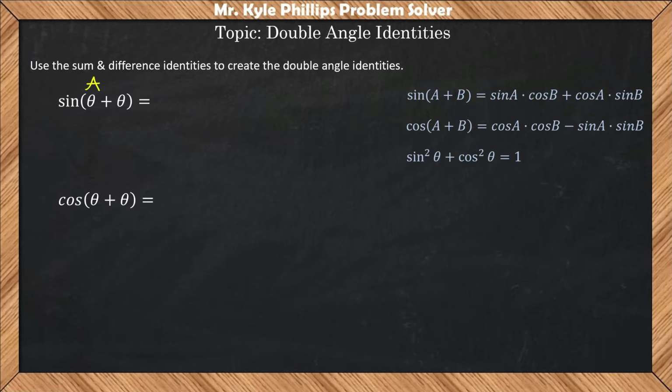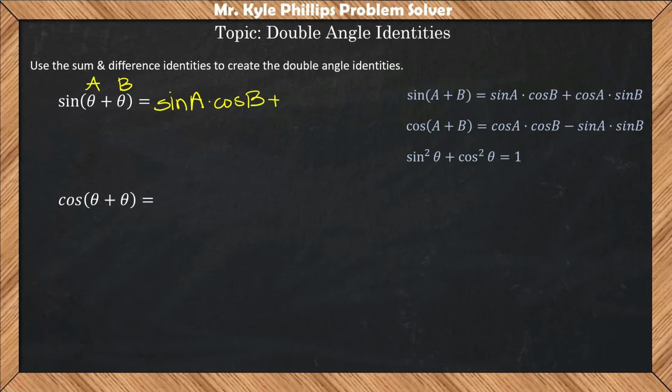Normally you're used to seeing sine of angle A plus angle B, and you're used to working with either a sum or difference identity. Here, because we're adding, obviously we're working with the sum. So sine of A plus B is just sine of A times cosine B plus cosine A sine B. Let's write this out and then see what we can do to prove that double angle identity.